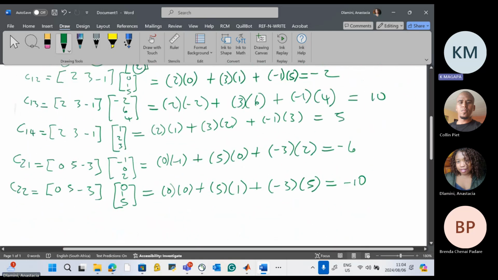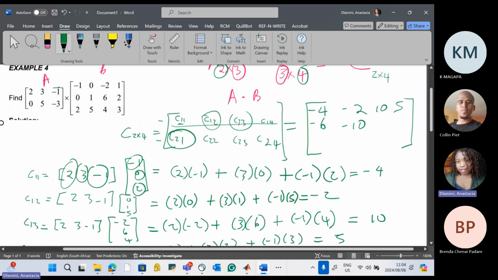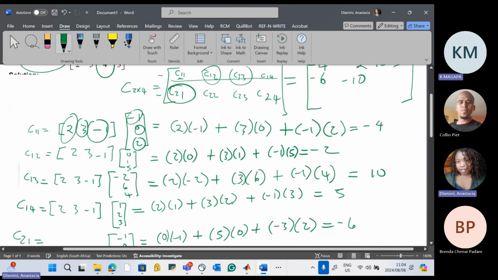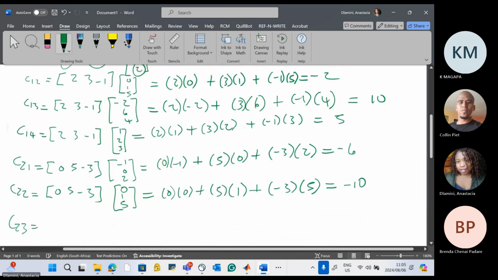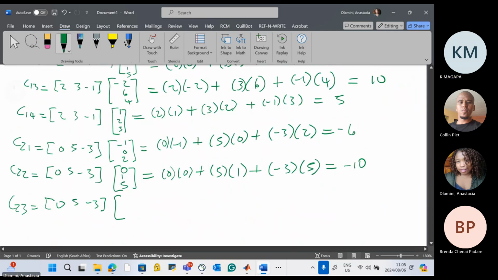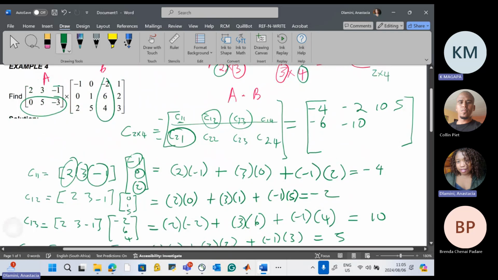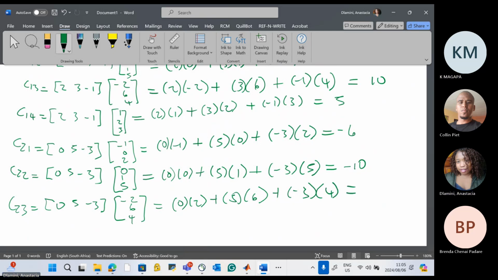Row 2, column 3. Thank you. I want you to give me row 2, column 3. I want you to get the total in the last assignment. Okay, ma'am. 0, 5, -3, and negative 2, 6, 4. So this is equal to 0 times -2 plus 5 times 6 plus -3 times 4, which equals 18.